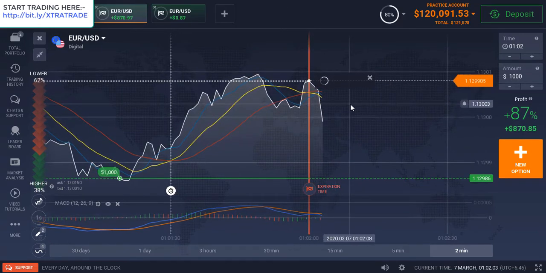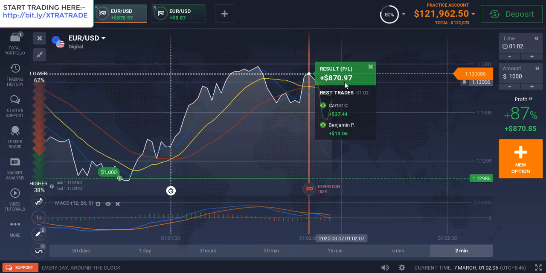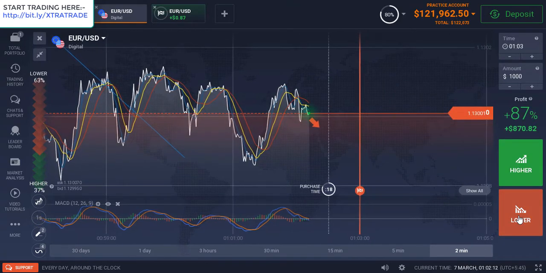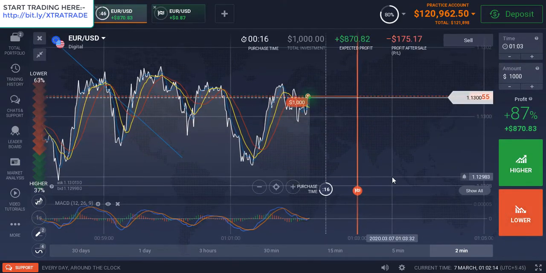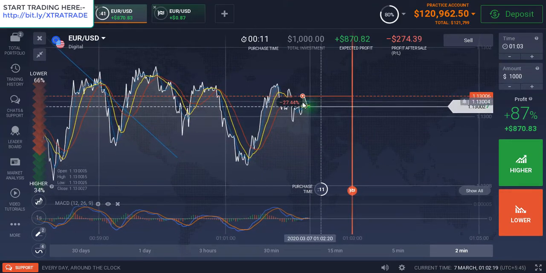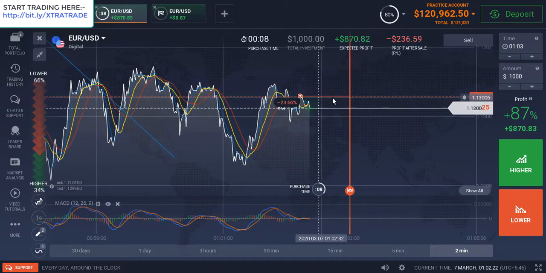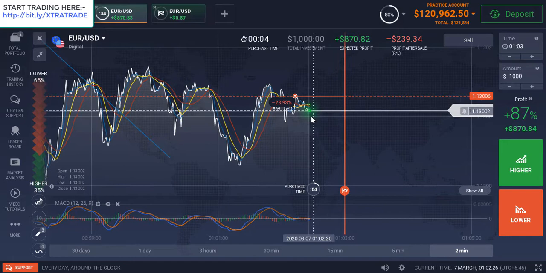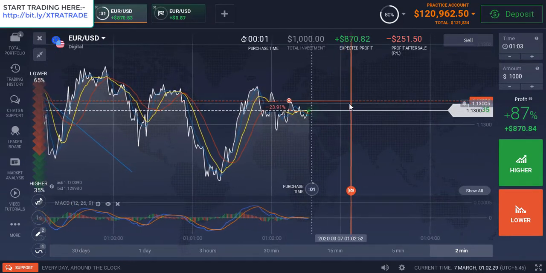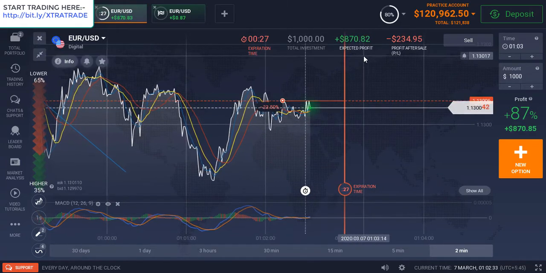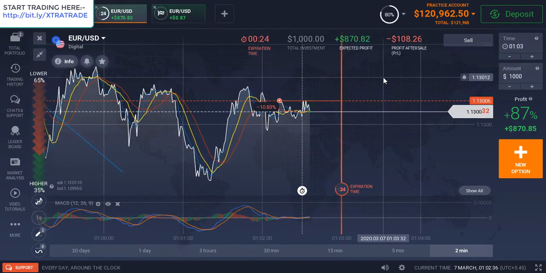Okay, we just profited $870 right now. So again, let's look at the graph. Okay, I'll go for put. I'll go for the lower one. So in this example, since I bid out here and chose the lower, you can see this red line. This dot should fall below this red line for us to profit. If it goes above this red line, then we'll make a loss of $1,000.